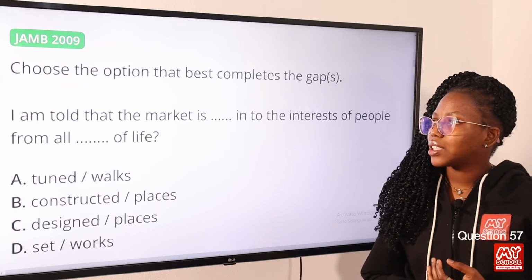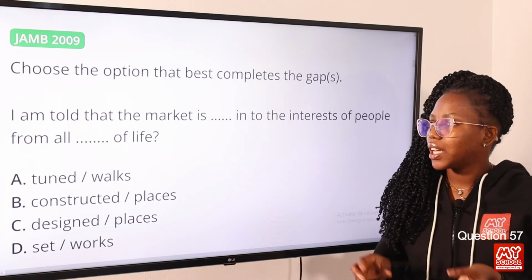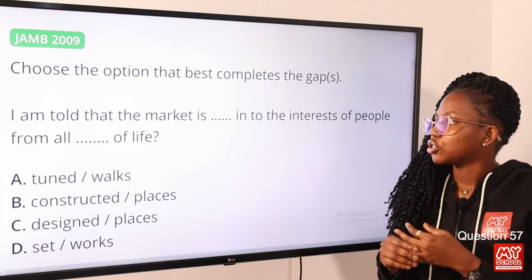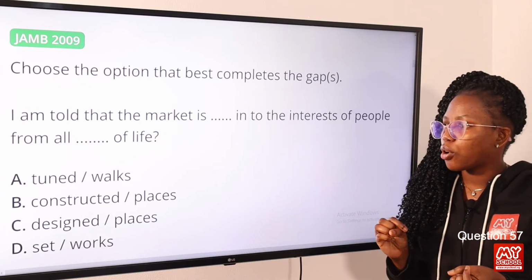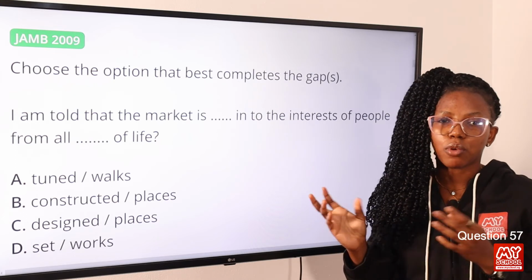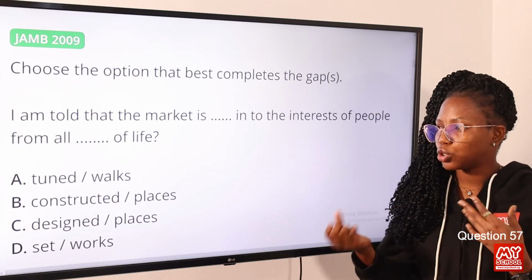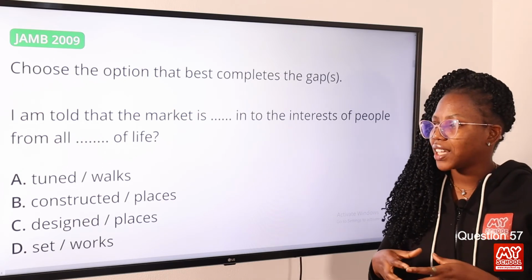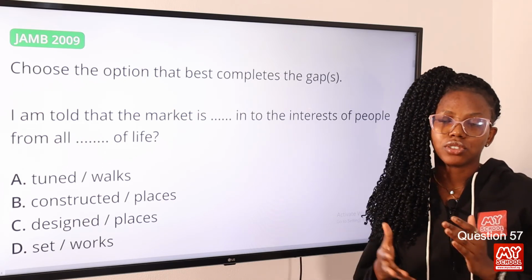Now, I am told that the market is tuned in. When you talk about tuned in, it's aligned to the interest of the people from all walks of life. When we think of walks of life, we are looking at the different types of job, different class, different status. So option A is the correct answer to this question.